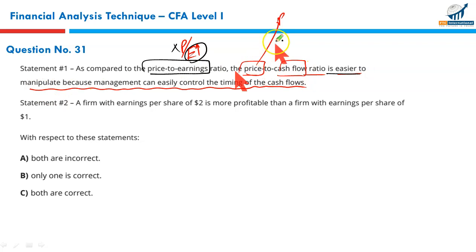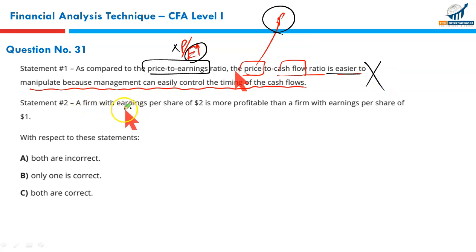This is wrong because market price is not in your control. The market price of your stock is determined by the forces of demand and supply that are not in your control. Otherwise, the company would have manipulated the share price to give a positive signal to the market. So this is an incorrect statement.